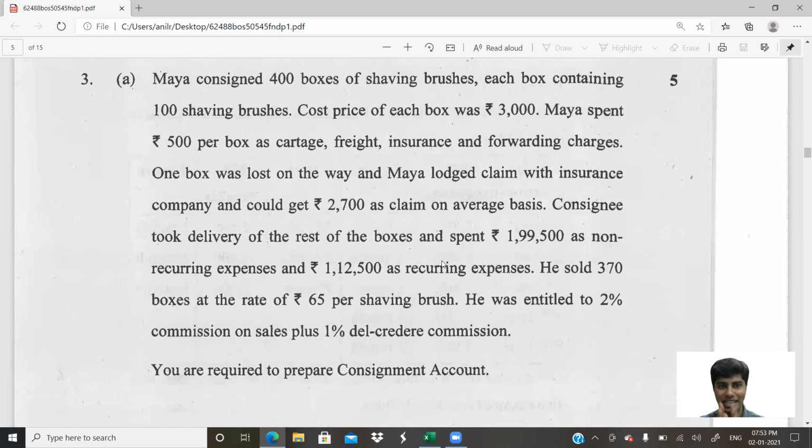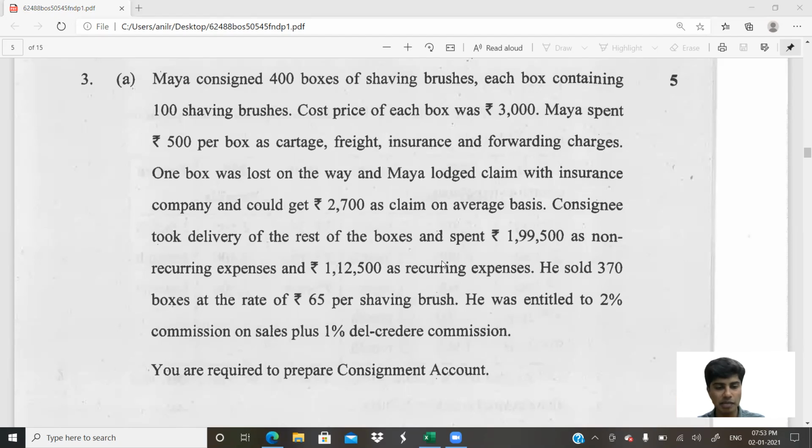So all the non-selling expenses will be part of closing stock valuation. All the expense incurred by the consigner is non-selling. Expense incurred by the consignee till the time goods reach the godown is non-selling. So till the time the goods reach the godown, all the expenses incurred are part of closing stock. After it reaches the godown, it is a recurring expense and it is not part of our closing stock valuation. Perfect. Let us get going.